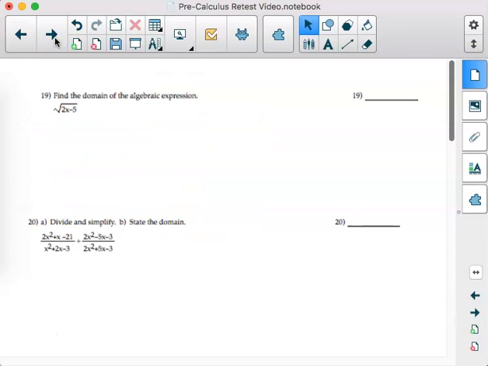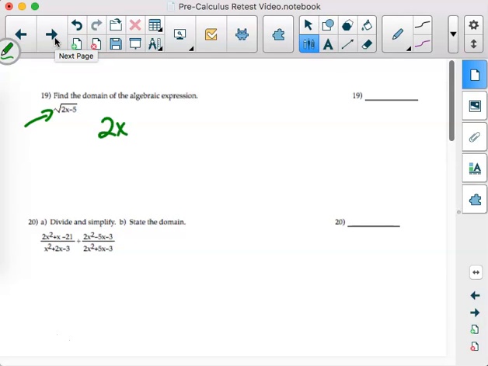Number 19. This one is about domain. So what you have to do is notice the domain will have to be restricted because this is a square root. And we have to take square roots of 0 and positive numbers only. Otherwise, it comes out imaginary. So that means 2x minus 5 is going to have to be greater than or equal to 0. I add 5 to both sides.